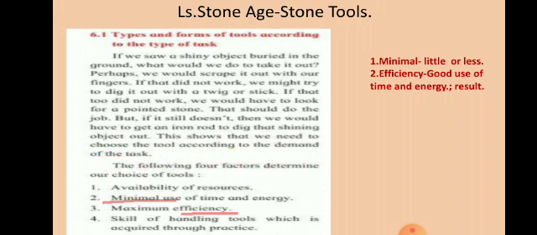So, in this way I have shown you this experiment. Physically I have performed it during the live session, and accordingly we have come to the conclusion. We have seen the factors which determine the choice of tool, how and why a specific tool is used by humans. So, the factors are availability of resources.